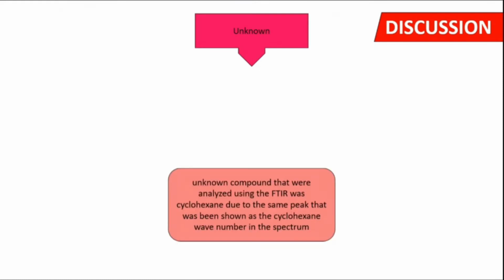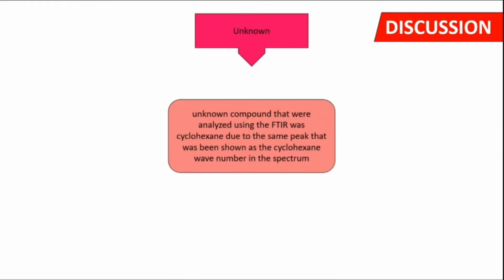Okay, we move to the unknown. The unknown compound that was analysed using the FTIR was cyclohexane, due to the same peaks being shown as the cyclohexane wave numbers in the spectrum.